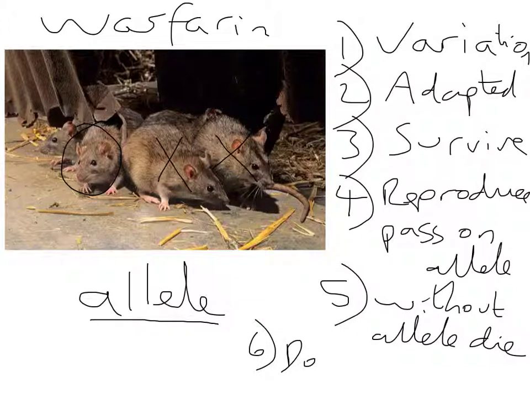Therefore, they don't reproduce, and therefore their genes, or their alleles, are lost. And eventually the frequency of the allele that enables adaptation has increased in the population. We can now say the rat population has evolved through natural selection. Now this theory of evolution by natural selection was first pioneered by Charles Darwin in the 1800s.